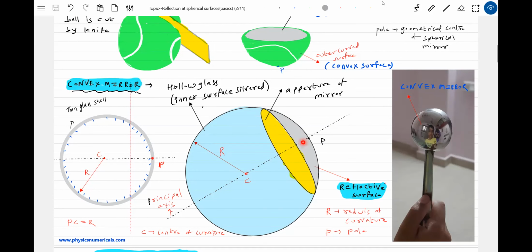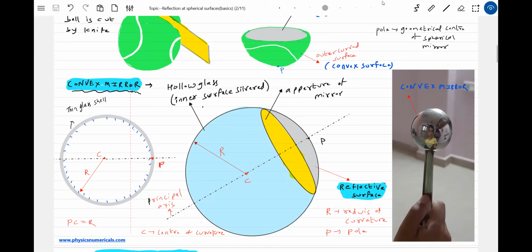Okay, now, what is the principal axis? The line joining the center of curvature to the pole of a mirror is called the principal axis. A best example: you take a new steel spoon. My son is holding it, and I took the photograph. Now you can see that this particular thing will become a convex mirror.